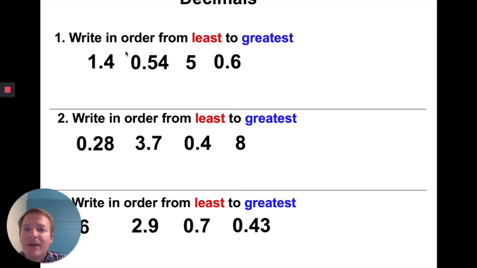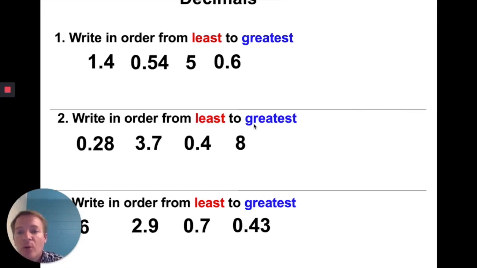Most of the time we're going, let's look to the right of the decimal point. Well, I have 4. I'd automatically think that would be first, but it has a 1 there. It's 1 and 4 tenths. So 0.54 would be my smallest, and then 0.6, and then 1.4, and then 5.